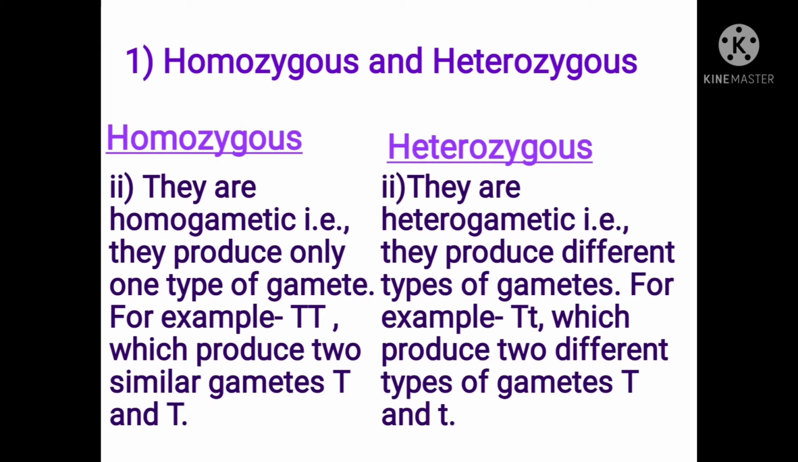Homozygous are homogametic, that is, they produce only one type of gamete. For example, TT, which produce two similar gametes, T and T. On the other hand, heterozygous are heterogametic, that is, they produce different types of gametes. For example, Tt, which produce two different types of gametes, T and small t.